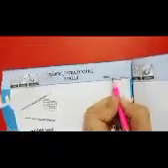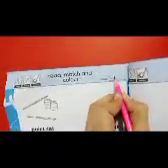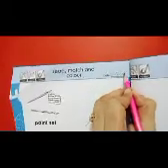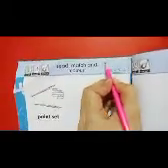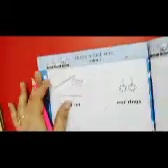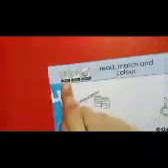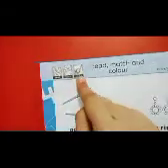We have another page. Here is page number 62. Today's date is 5th of May 2021. This is your homework. Look at the icon and see with me. Read, match, color.